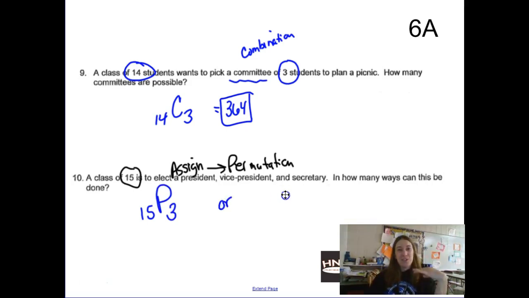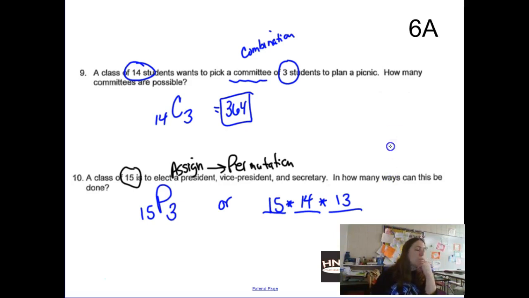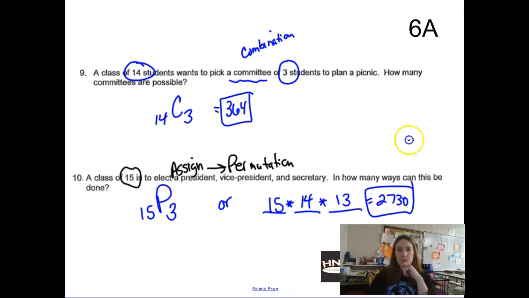Or the way I like to do this question is that counting principle. So president, vice president, and secretary. 15 choices for president, and then that kid can't be anything else. So now it's 14 choices for vice president, and 13 for secretary. So this comes out to 2730. It's a whole bunch of ways we can assign 3 kids to a role.